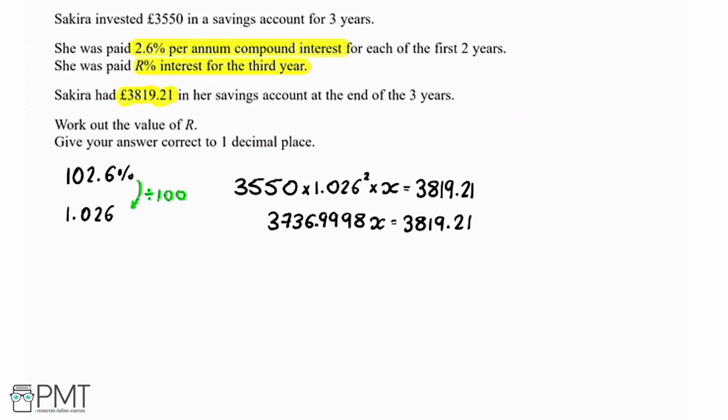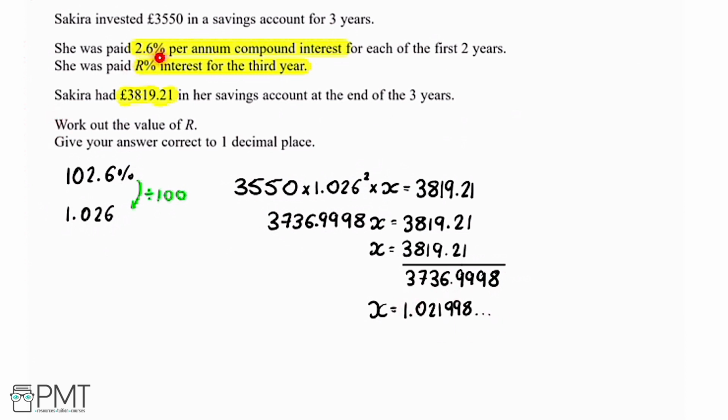And that equals 3,819.21. Now if we divide both sides by this number here, we're going to be left with X by itself, which is what we want, and just the right hand side divided by this number. And if we put this into the calculator, we get that X equals 1.021998... Okay, so we've now got this decimal here, and we need to work out the value of R.